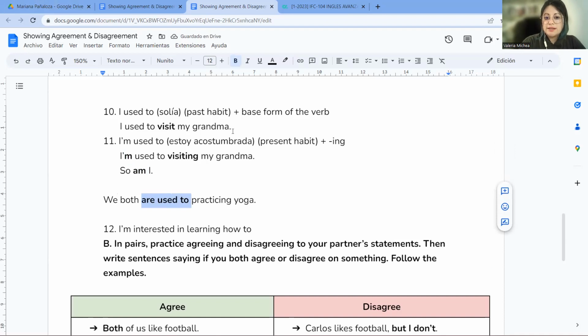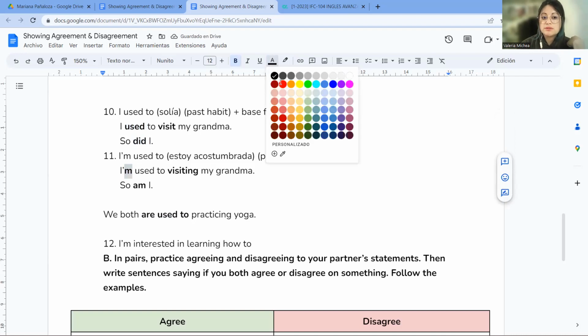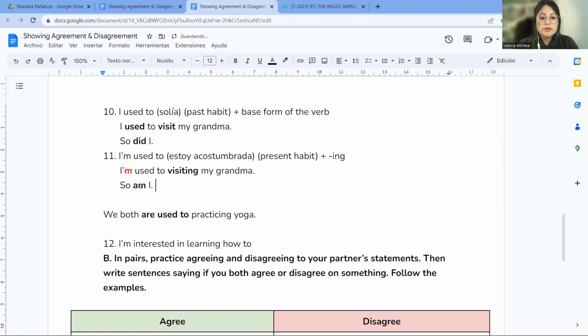All right, and in the previous one, to agree, for example, I used to visit my grandma. If you agree with me, you would have to say, so did I. Right? Why? Because this is the past form. So I used to, so did I. This is the present because you have the verb to be in the present. Okay, so careful with those things.